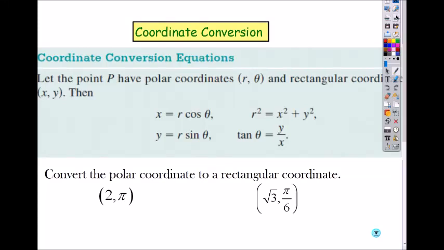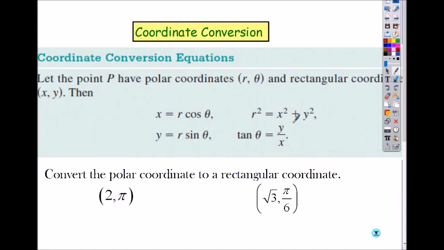Now, how do we convert the coordinates? From the vector unit, we already know x equals r cosine theta, y equals r sine theta. What about the radius? Radius squared, isn't that equal to x squared plus y squared? Pythagorean theorem. And how do you find theta? Remember, it was arctangent of y over x.